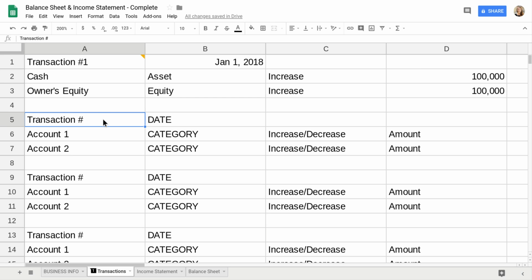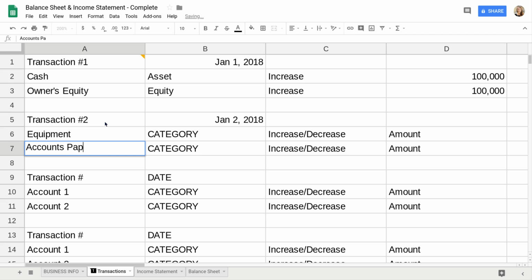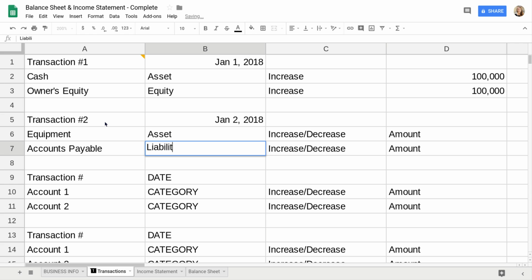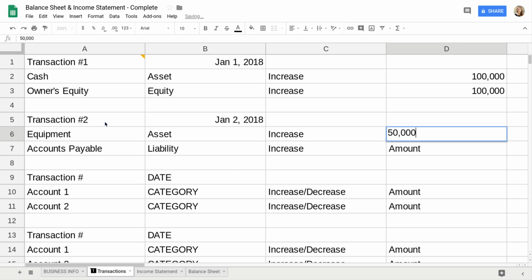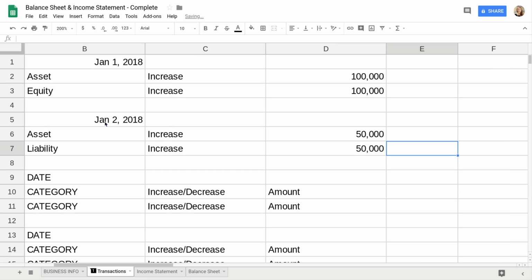So transaction number 2 is me buying equipment on January 2nd, 2018. So again, I'm going to buy some equipment on credit. So I've got equipment and I've got accounts payable. Equipment is an asset. Accounts payable is a liability. And equipment is going to increase. And accounts payable is also going to increase. Again, we're balanced. And I'm going to buy $50,000 worth of equipment. I need a lot of equipment.